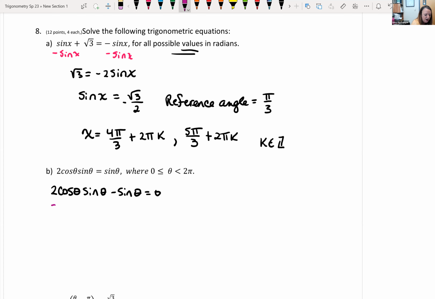So now factoring out what we have in common, the sine theta from both of those terms, we're left with 2 cosine theta minus 1 equals 0. So setting each factor equal to 0, we can solve. So when is sine theta equal to 0? And when is 2 cosine theta minus 1 equal to 0?